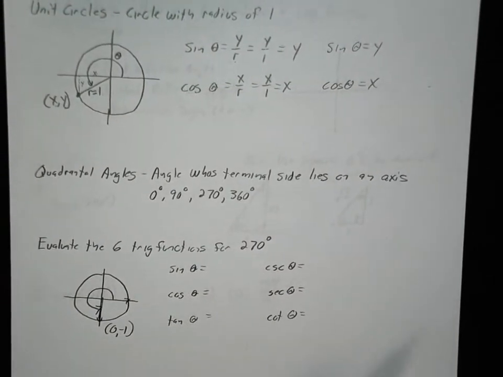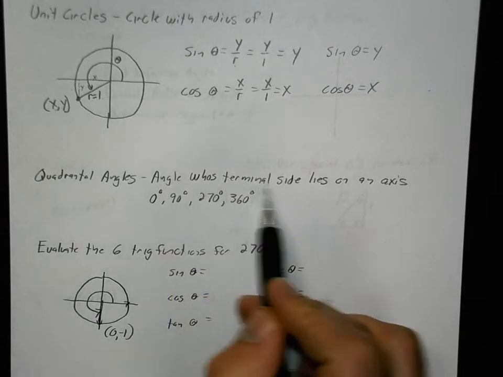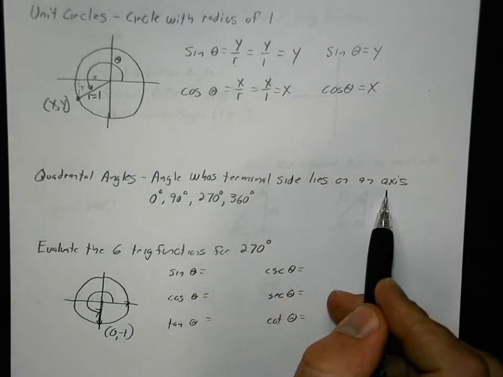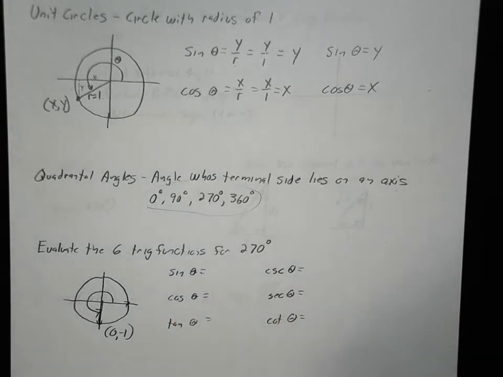So in that case, let's look at what a quadrantal angle is. A quadrantal angle is an angle whose terminal side lies on an axis. So it would be these kind of angles: 0 degrees, 90 degrees, 270, 360. Those are all quadrantal angles.